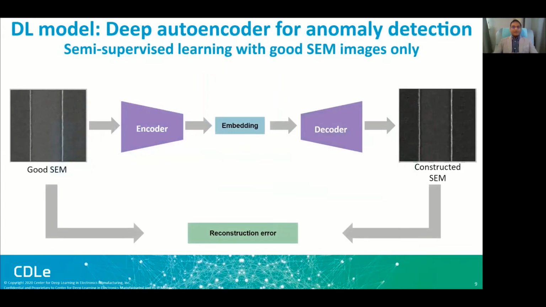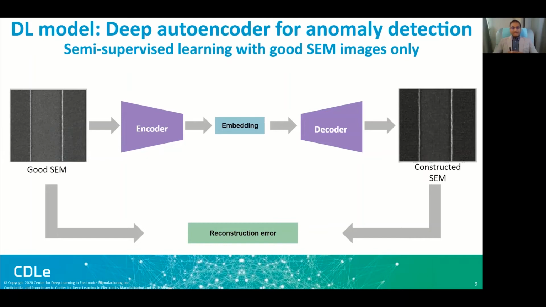The deep learning model which we used is called deep autoencoder, followed by an anomaly detection network. As you can see here, there are two networks, one encoder and a decoder, part of the autoencoder. These are two neural networks. It takes a good SEM image and creates an embedding, and after the decoder, we get the reconstructed SEM image.